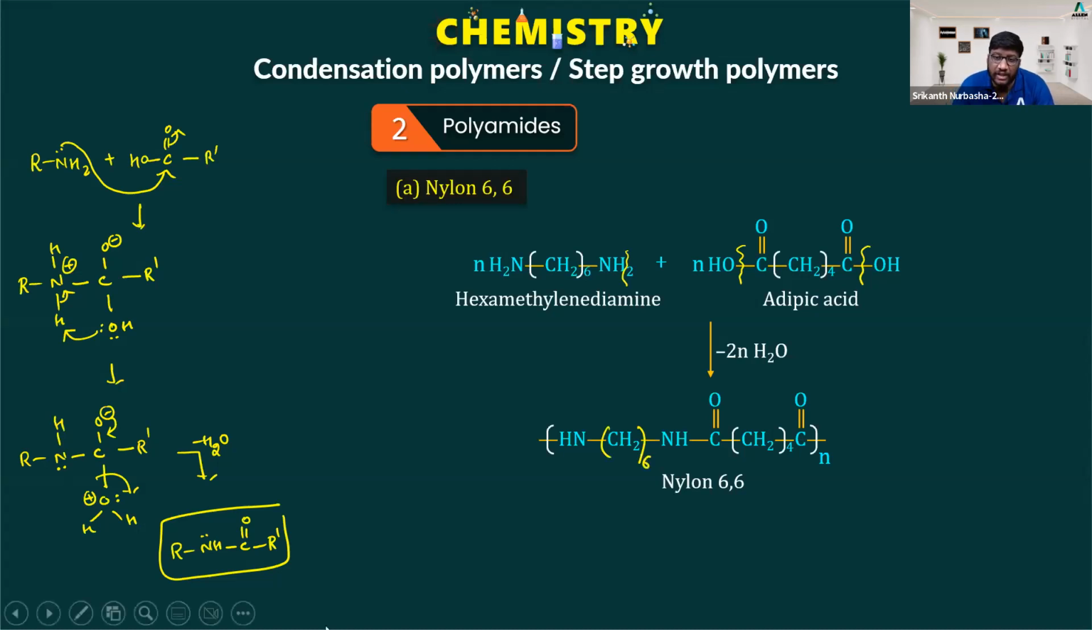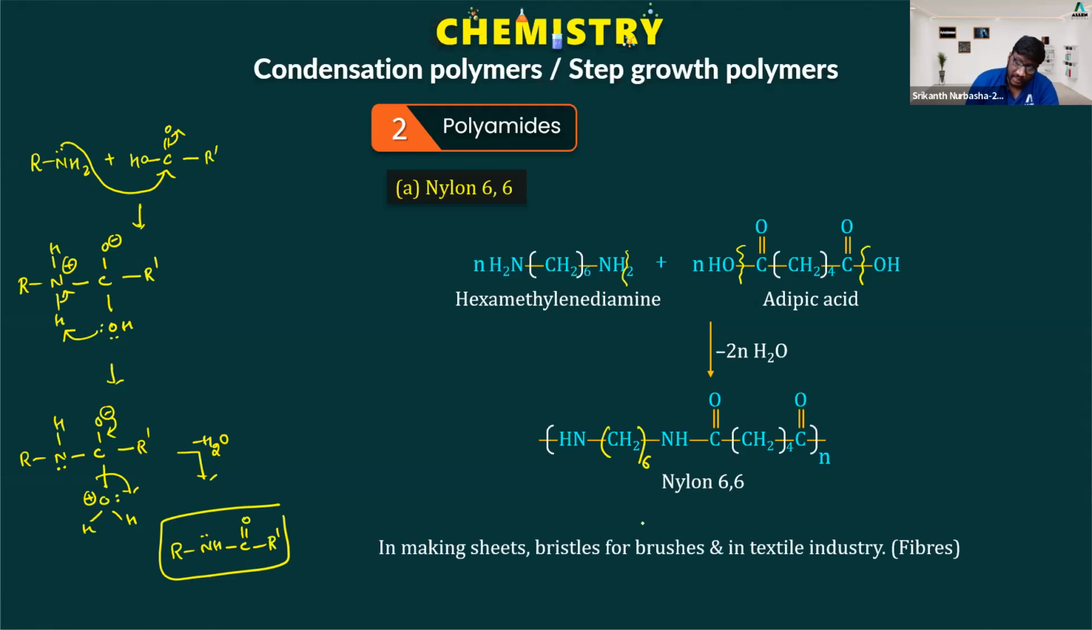Whenever hexamethylene diamine reacts with adipic acid, it undergoes the formation of the respective amide system. So it is called a polyamide. Hexamethylene diamine reacts with adipic acid to form nylon 6,6. And this nylon 6,6 is useful. This polymer is useful in making sheets, bristles for brushes, and in the textile industry, like fibers. These are all fibers, so they are useful in the textile industry as well.